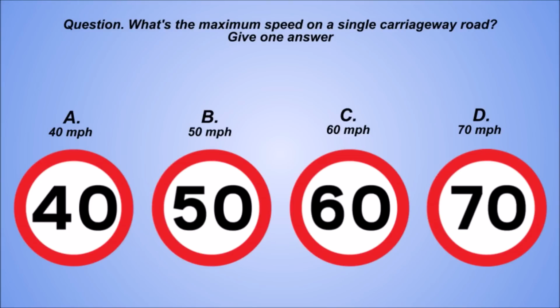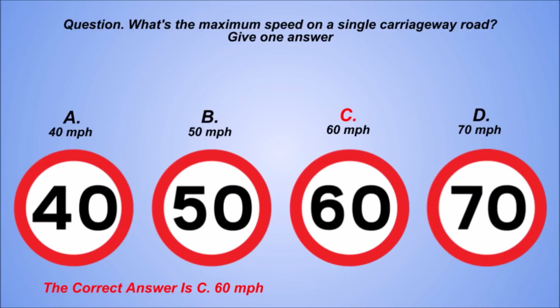Question. What's the maximum speed on a single carriageway road? Give one answer. A. 40 miles per hour. B. 50 miles per hour. C. 60 miles per hour. D. 70 miles per hour.